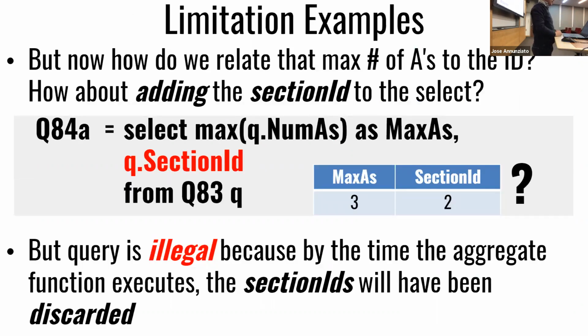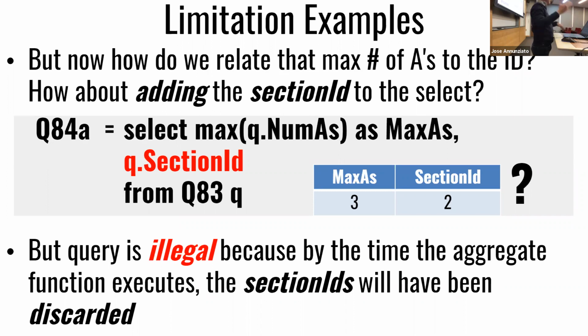Would it be nice that we could have done something like this? You say, select max Q number of A's as max A, comma Q section ID. That would be cool. Not only does it tell us the max 3, but it also tells us section 2. The problem is that we don't have section ID anymore. It's gone, because first the where clause ran, then the buckets ran, and once that happens, you lose the section ID, so you can't put that in there. So that's illegal. It would not run. SQL would barf at this and say, no, sorry, you don't have section ID.